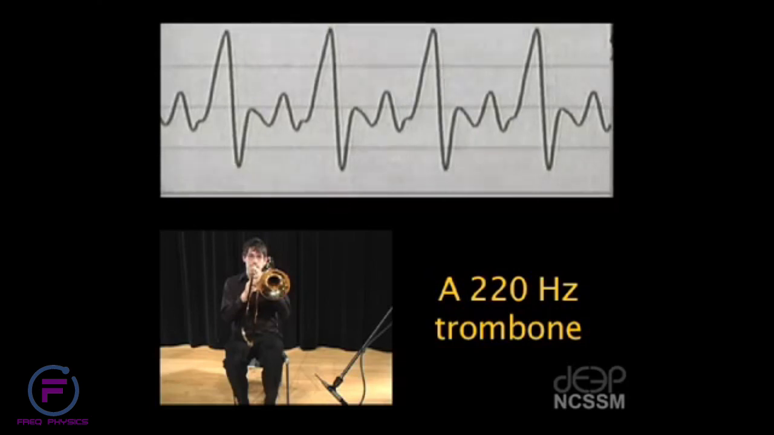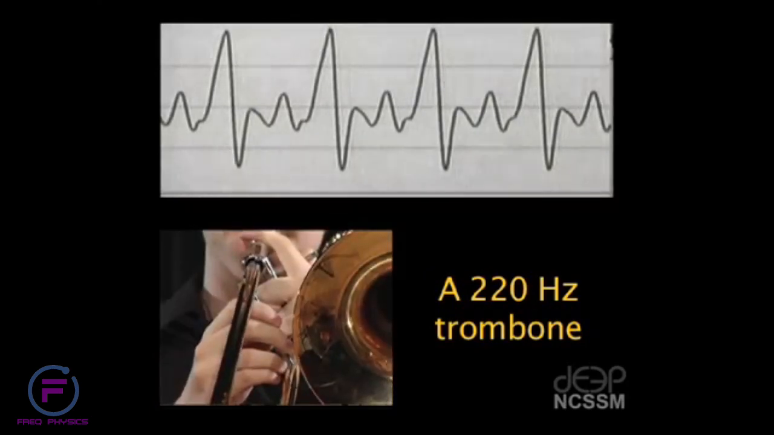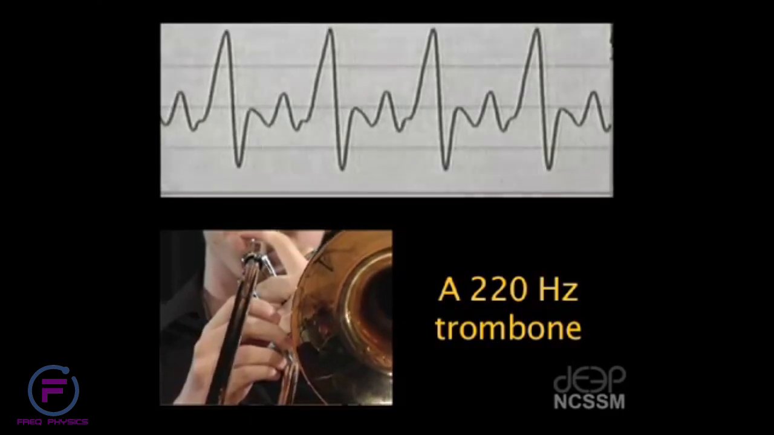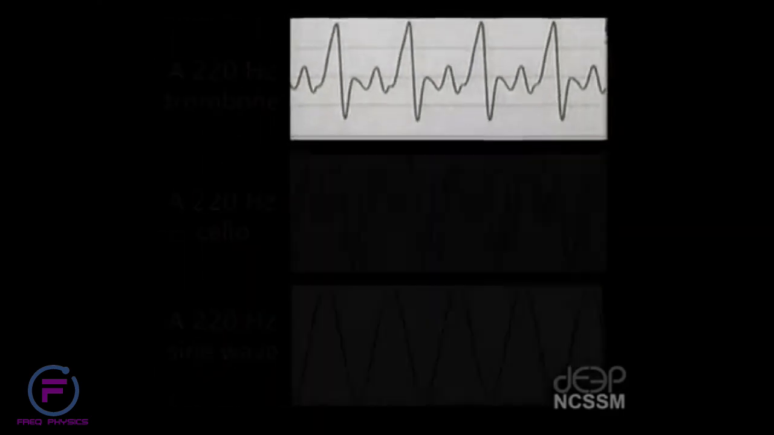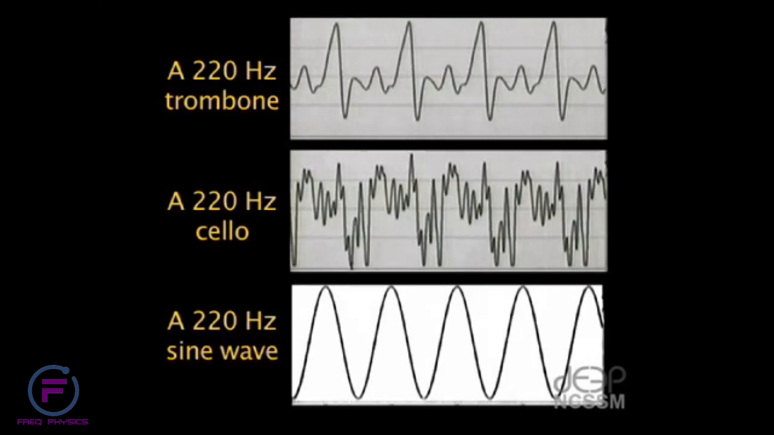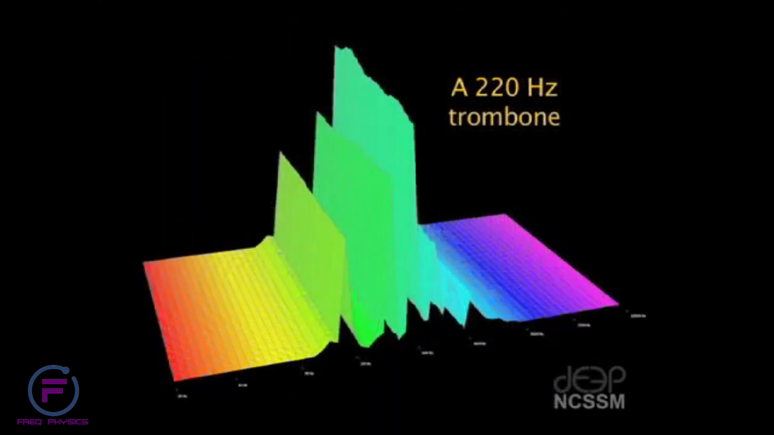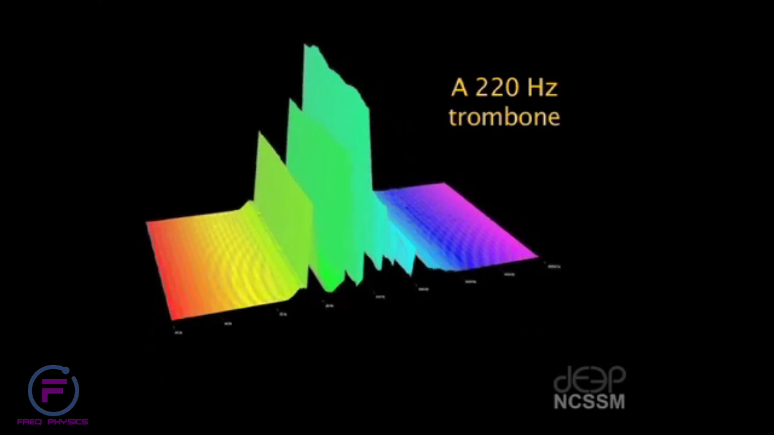Here is the graphic representation of a trombone playing A220. Notice the shape of the wave. Again, the big part of the wave appears to be similar to the cello and the sine wave, but the smaller inconsistencies of the wave are quite different. Let's look at it in 3D. What other frequencies are represented in the 3D image of the trombone? Are they the same as the cello or different?